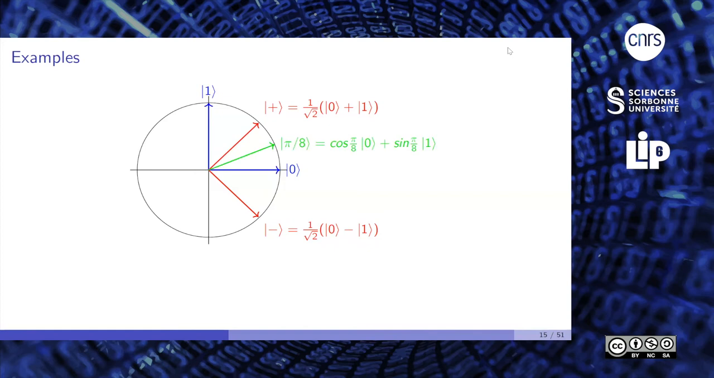And again, you can choose arbitrary quantum states. For example, one important state is the pi over 8 state: cosine pi over 8 times 0 plus sine pi over 8 times 1. Or, as I said, you can start adding complex amplitudes, and then you cannot go by this display anymore. You need to go to this third dimension. Okay, so far so good.